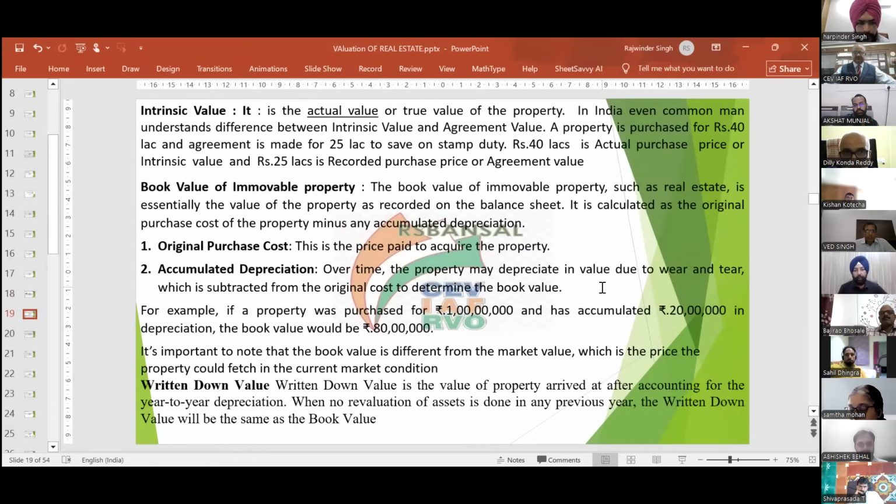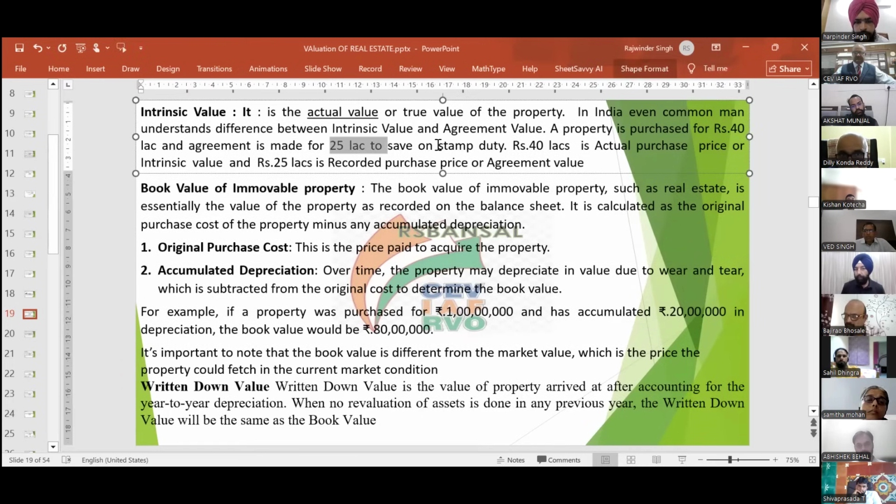Next is intrinsic value. It is especially in case of real estate. You buy the property for 25 lakh, but the sale deed is registered for 10 lakh only. So let us suppose the property is purchased for 40 lakh and the agreement was made for 25 lakh to save the stamp duty. Now this 40 lakh is the actual price or intrinsic value, and 25 lakh is the recorded price or agreement value.